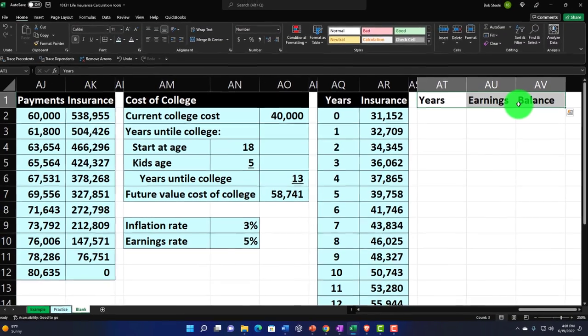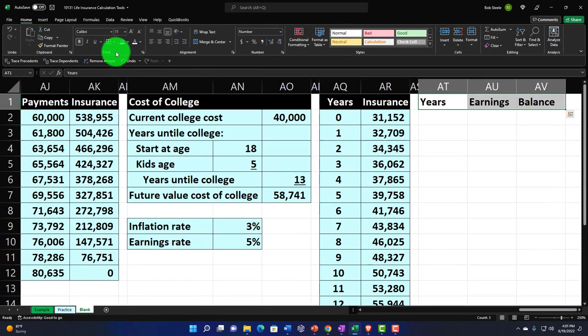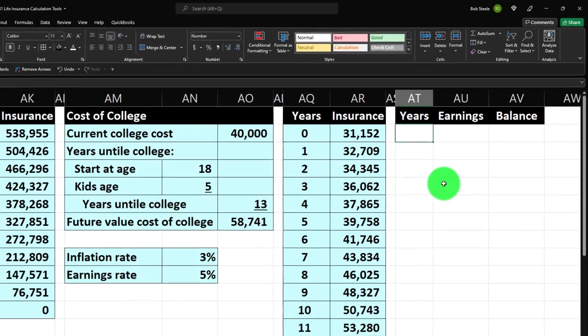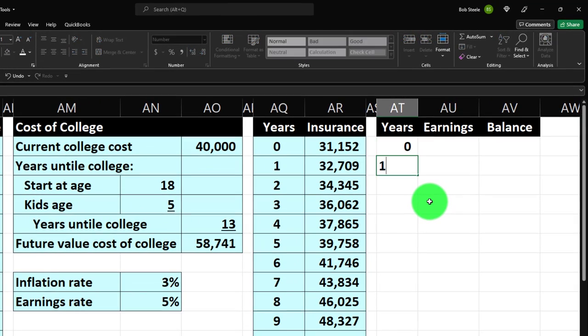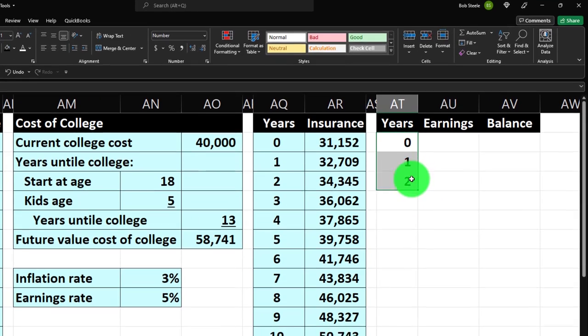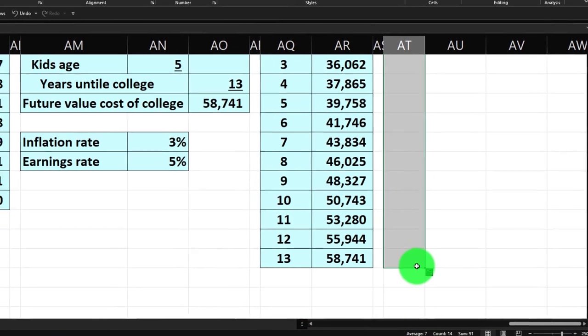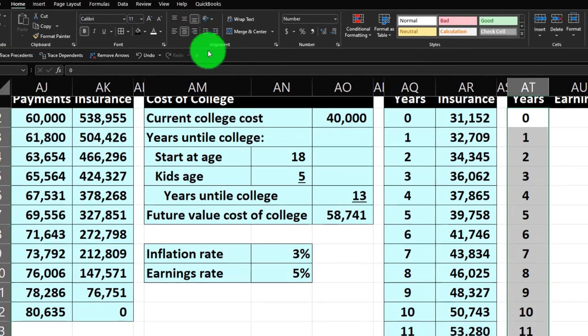So I'm going to select those three. Home tab, font group. Let's make that black and white. Alignment, let's center it. Let's make the font a little bit smaller. Then 0, 1, 2, let's select those three, copy that down to the 13 years. 13 years, let's center that.